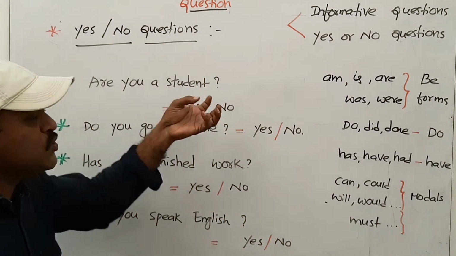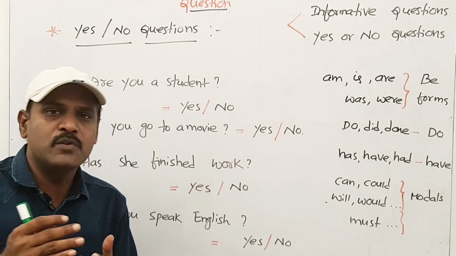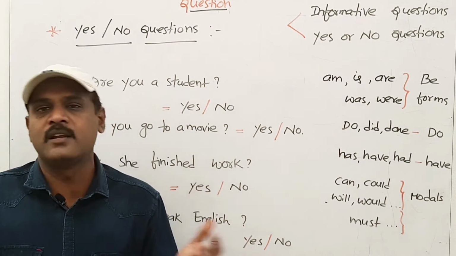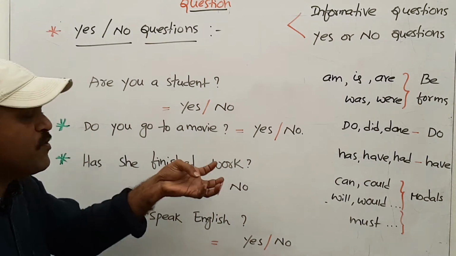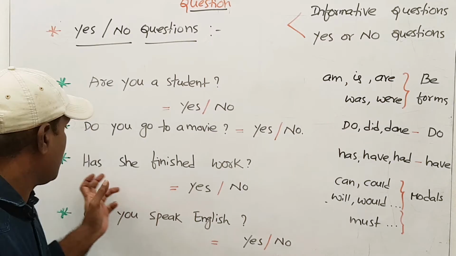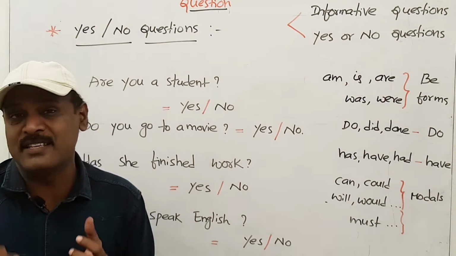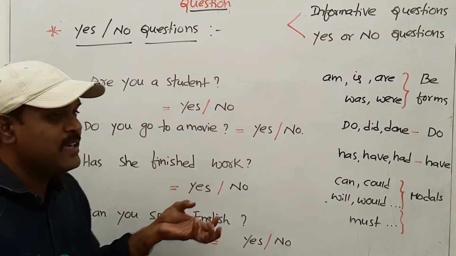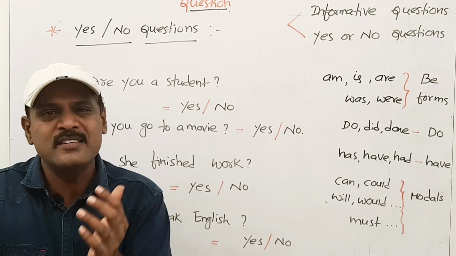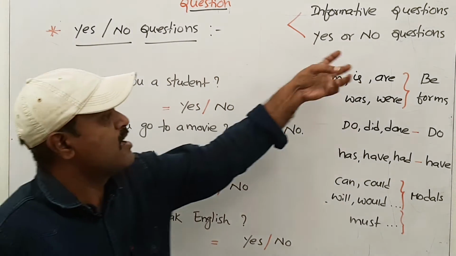Example, are you a student? Yes, no. If you want to extend the answer, you can say, yes, I am a student. No, I am not a student. Do you go to a movie? Yes, I do. No, I don't. Has she finished her work? Yes, she has. No, she hasn't. Can you speak English? Yes, I can. No, I can't. In this way, we can answer simply yes or no. That's why these are called yes or no questions.